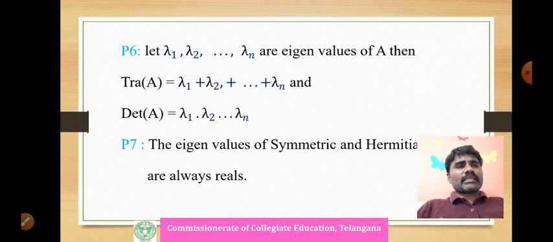And property 6 we can take. Let lambda 1, lambda 2, up to lambda n be the eigenvalues of a matrix A, then the trace of A is nothing but the sum of the eigenvalues. That's why lambda 1 plus lambda 2 plus up to lambda n. Similarly, the determinant of A equals lambda 1 into lambda 2 into and so on, the product of the eigenvalues. These are the most important properties of the eigenvalues.